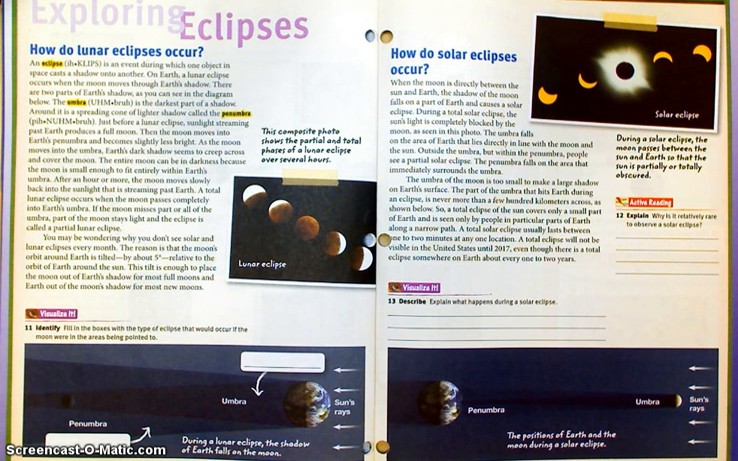The umbra of the moon is too small to make a large shadow on the Earth's surface. The part of the umbra that hits Earth during an eclipse is never more than only a few hundred kilometers across. So a total eclipse of the sun covers only a small part of Earth and is seen only by people in particular parts of Earth along a narrow path. A total solar eclipse usually lasts between only 1 to 2 minutes at any one location.